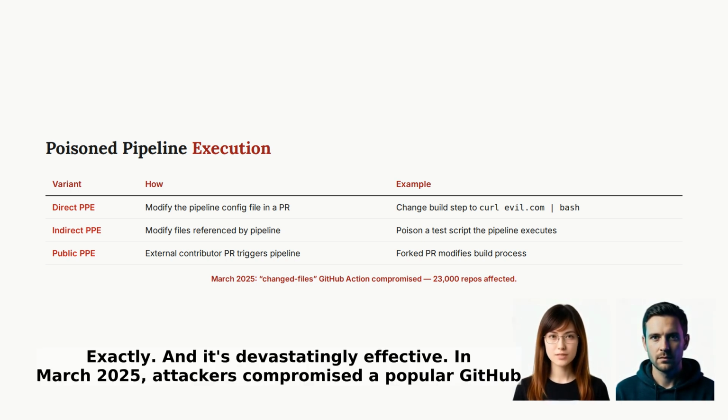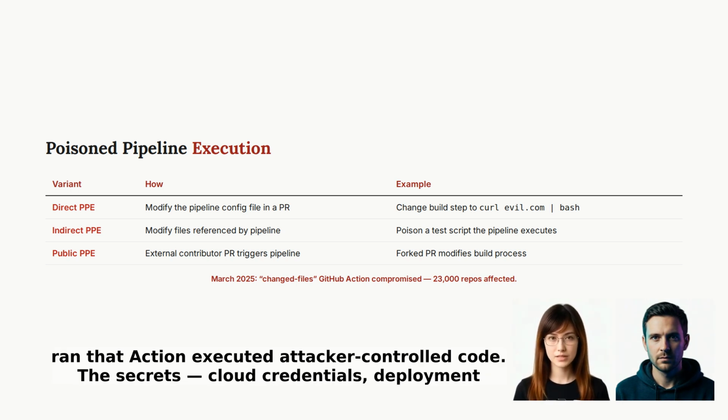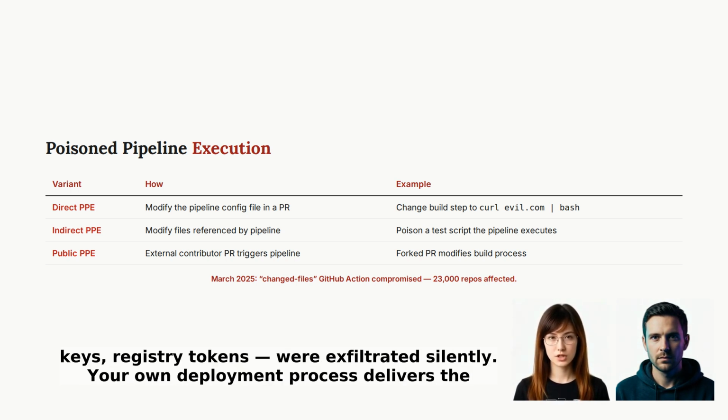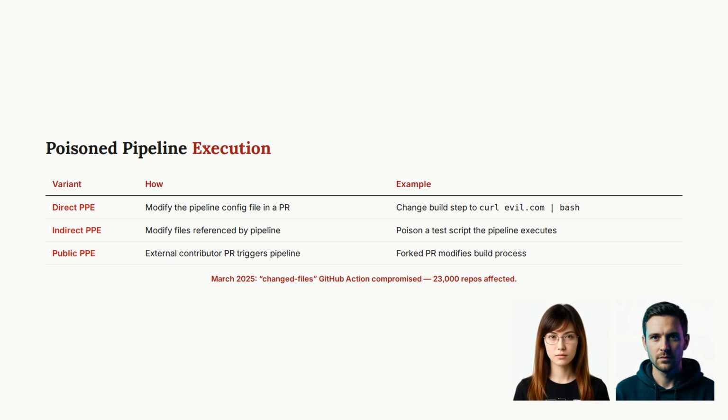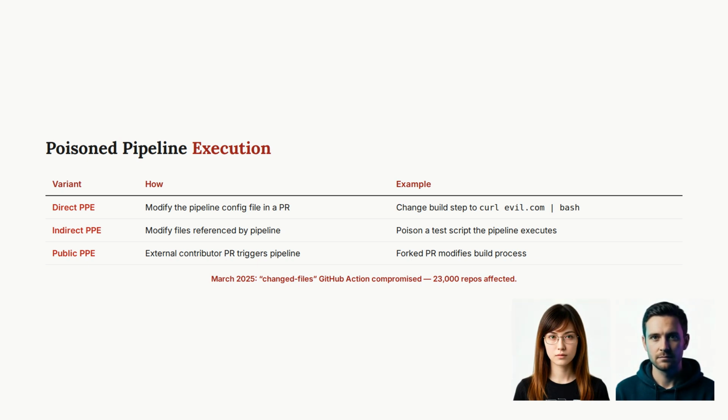Exactly, and it's devastatingly effective. In March 2025, attackers compromised a popular GitHub action called changed-files that was used by over 23,000 repositories. Every pipeline that ran that action executed attacker-controlled code. The secrets, cloud credentials, deployment keys, registry tokens were exfiltrated silently. Your own deployment process delivers the attack. That's sobering. So how do you defend against this?